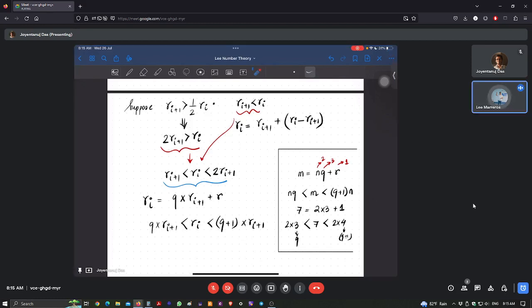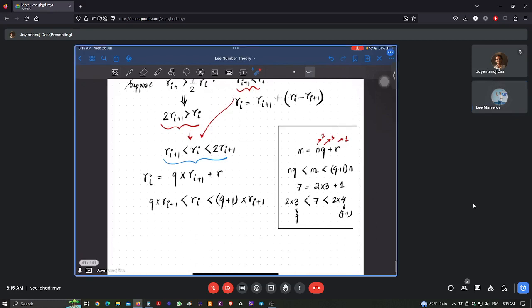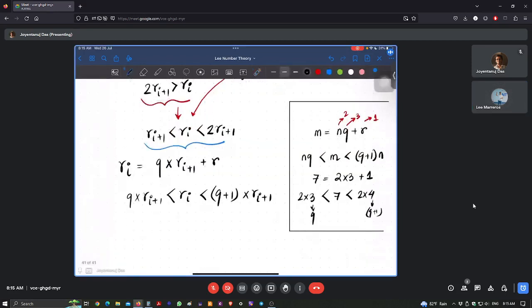Q must be 1 to satisfy that inequality. So Ri will be greater than... Yes, if you have Q as 1, you have the same inequality as above. So this implies that Q has to be 1, right?